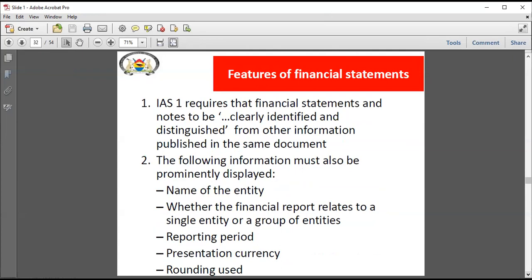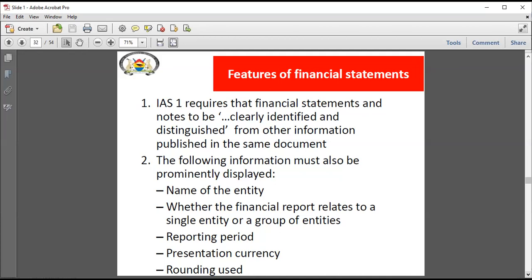So IAS 1 requires that financial statements should be clearly identified and distinguished from other information published in the same document. The following information must also be prominently displayed. The name of the entity, very clear, and this is why headings are very clear. Whether the financial reports relate to a single entity or a group of entities also has to be clear, as in cases where we have multinationals or groups of companies.